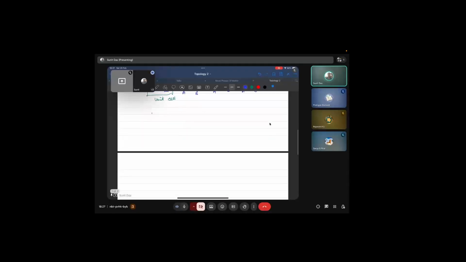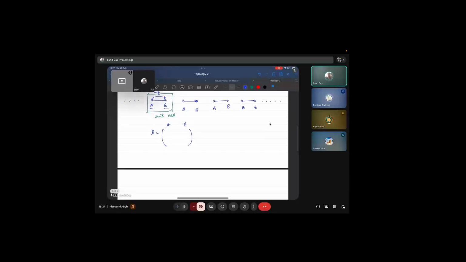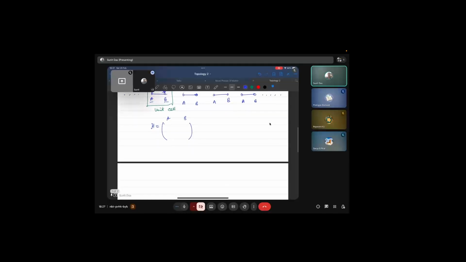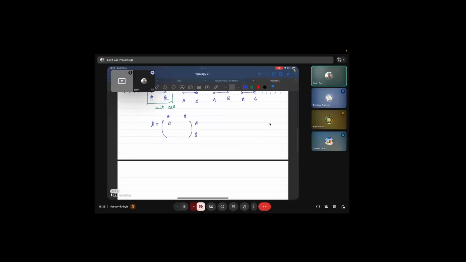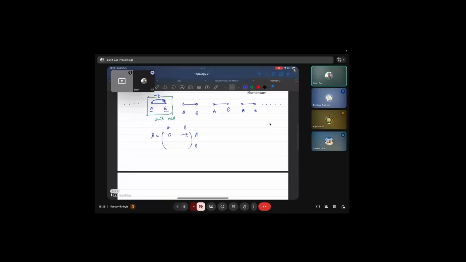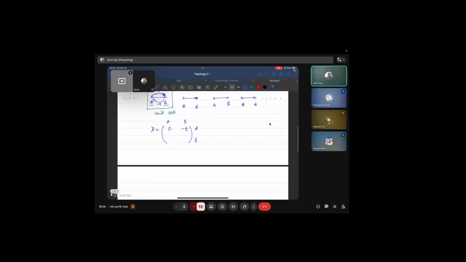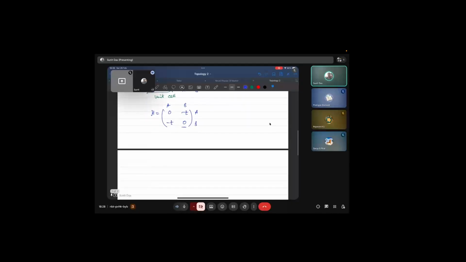So the Hamiltonian will be what? This is in the A and B sublattice. From A to B there can be a hopping, right? With a hopping amplitude of minus t. A to A there is no hopping we are considering, so this is 0. This is A and this is B. From A to B there is a finite hopping amplitude of minus t, and similarly from B to A it is also the same, minus t. And B to B is 0. So this is the simplest Hamiltonian.